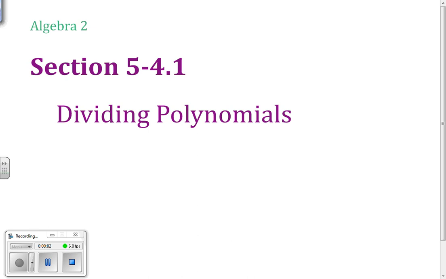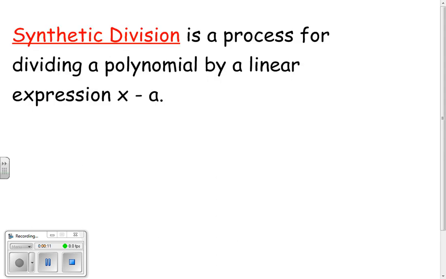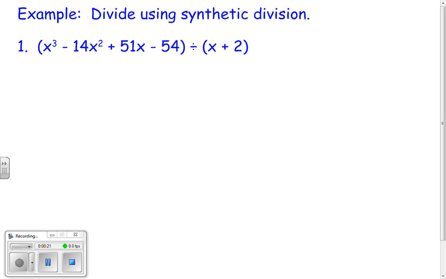Chapter 5, Section 4 is on dividing polynomials, and the easiest way to divide a polynomial by a linear expression is using synthetic division. The word synthetic means fake or man-made, so this division is much shorter than long division, and it allows for ease in solving the problems.